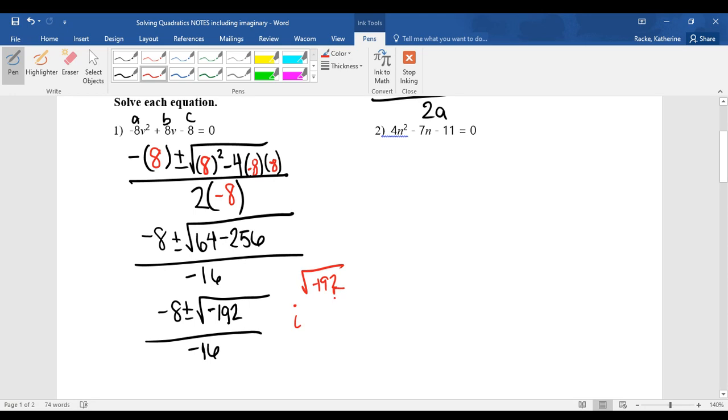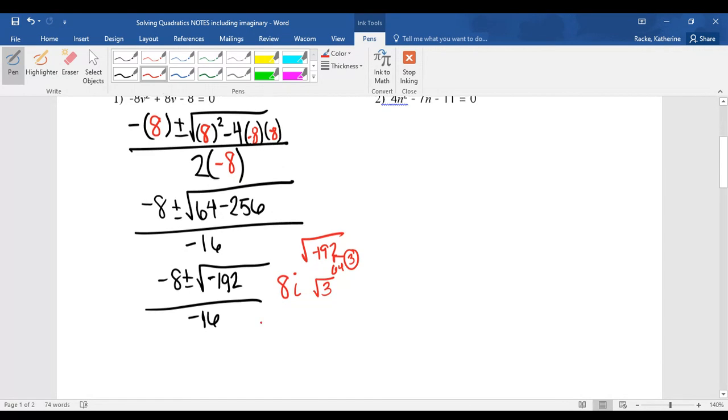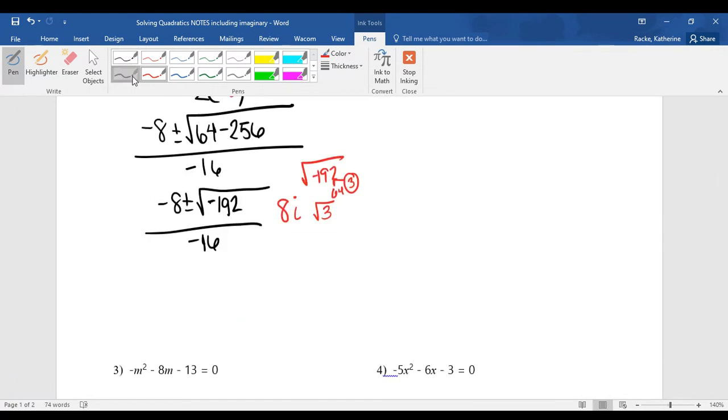I know that 64 times 3 goes into it. 3 is a dead number. That's going to stay inside the square root. The square root of 64 is 8. So it's going to turn to 8i square root of 3. Okay, so I would have negative 8 plus or minus 8i square root of 3 all over negative 16.